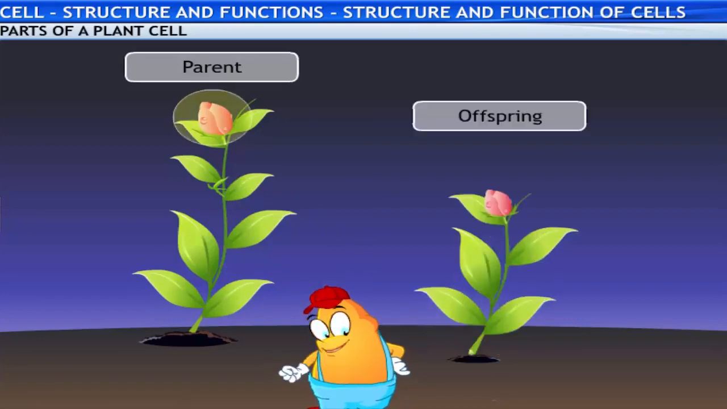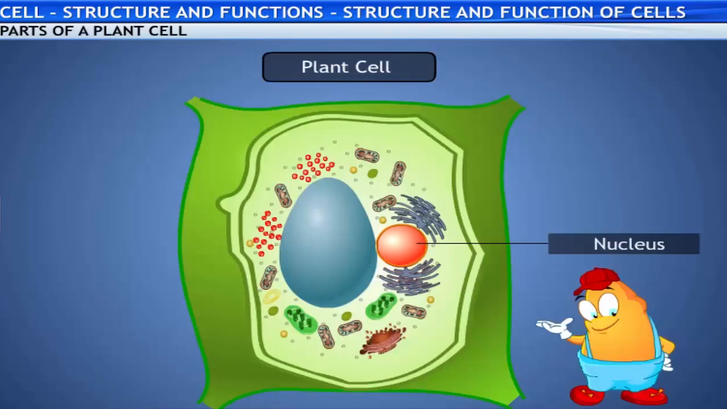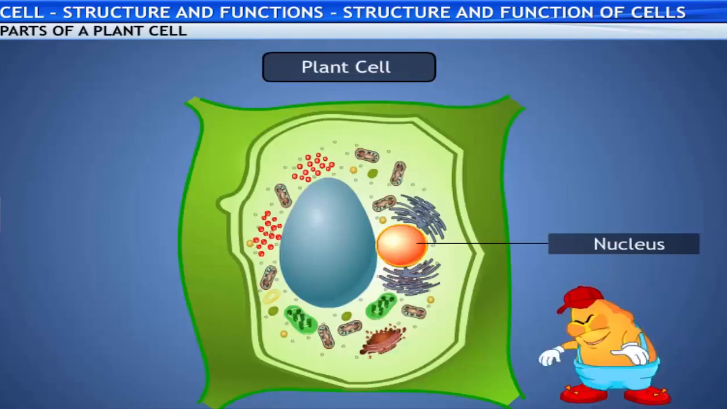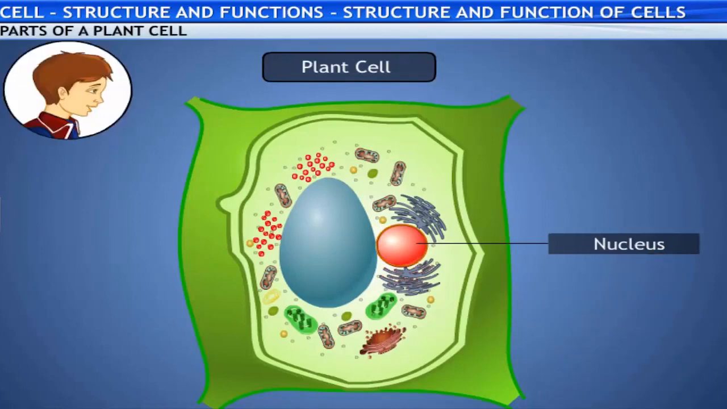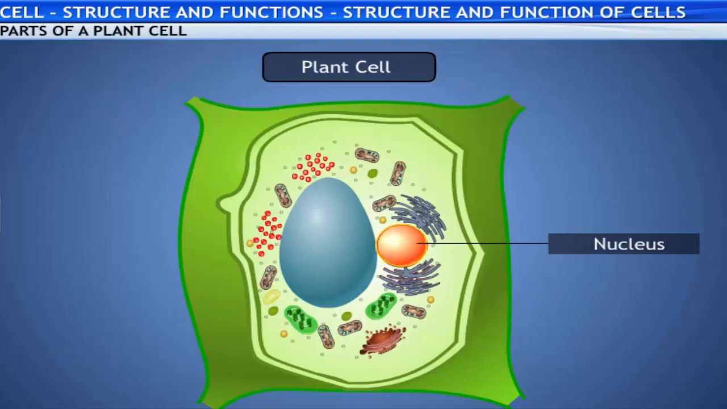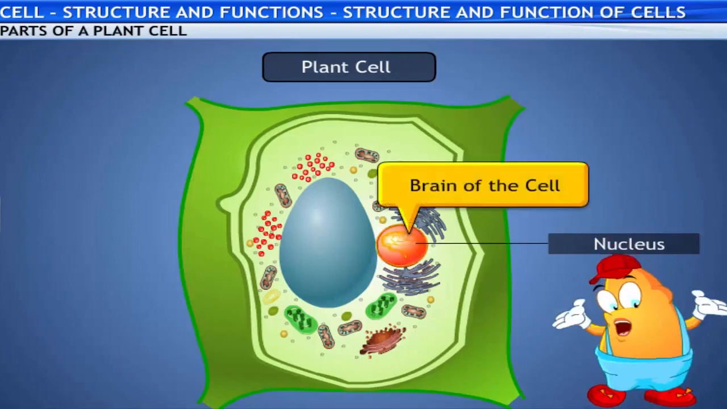Similarly, plants also transfer their character to their offspring through genes. Nucleus, in addition to its role in inheritance, acts as the control center of the activities of the cell. Wow, so much through one small nucleus. Yes, in fact, some people call nucleus the brain of the cell.